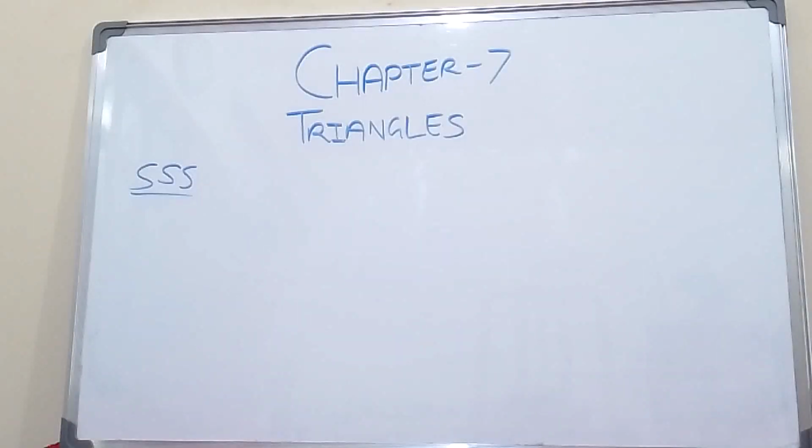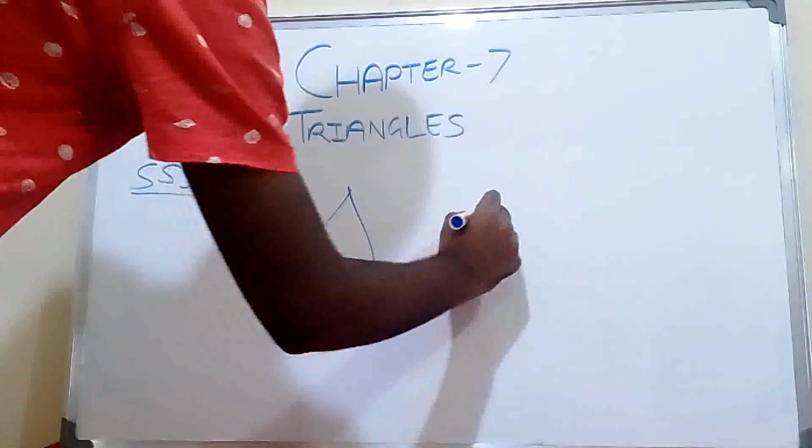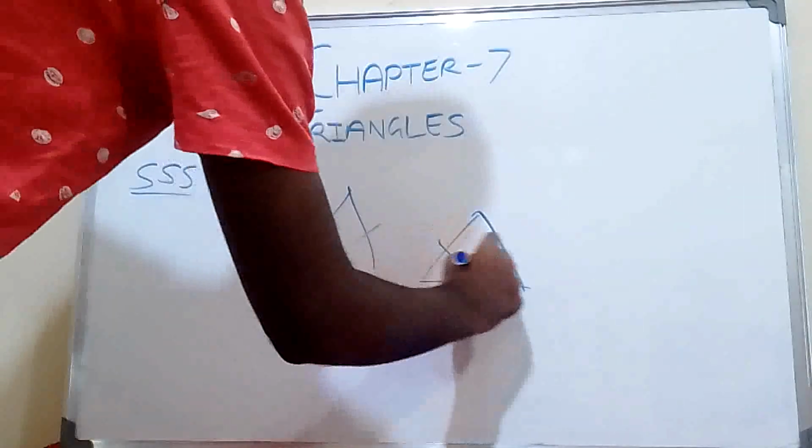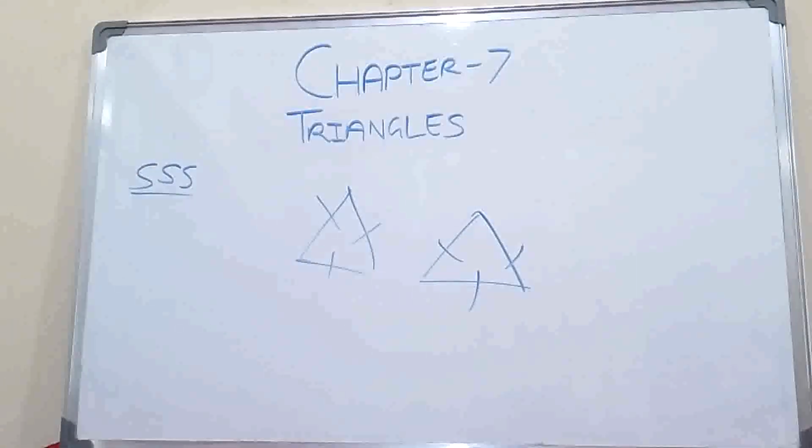The next congruency criterion we have is called the SSS congruency criterion, which stands for side-side-side. It's a very simple one. It states that if three sides of a triangle are equal to the three sides of another triangle, then they're congruent. So if we have two triangles here, and all the three sides are equal to each other, then they are congruent, which means that each triangle can overlap the other one. This is a very simple congruency criterion, but we must also know the proof for this one because this is not an axiom, this is a theorem.